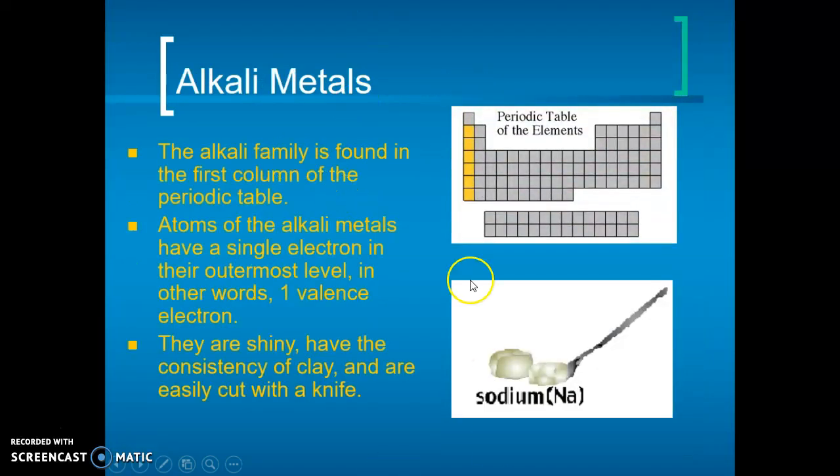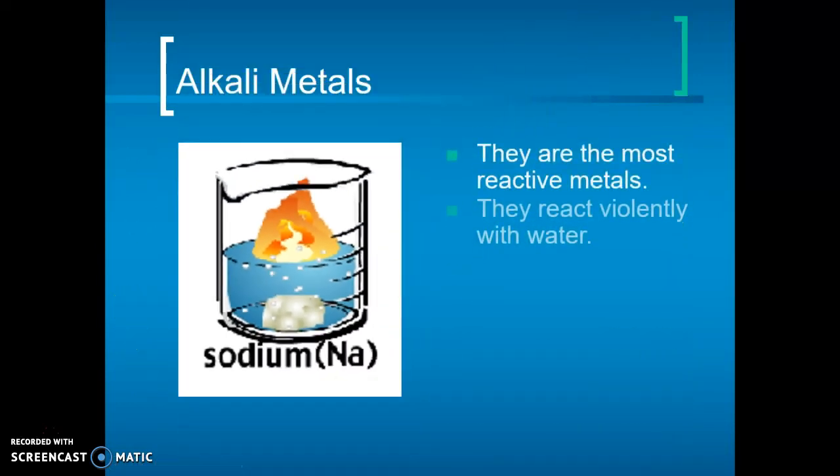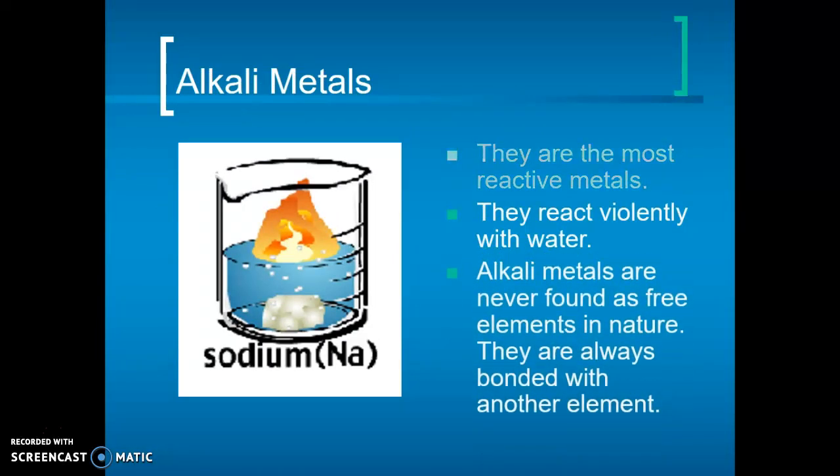Alkali metals, you can see them here. Alkali metals have a single electron in their outer shell. Because remember, group 1 has 1 electron, group 2 has 2 electrons in the outer shell, group 13 has 3 electrons in the outer shell, group 4, 5, 6, 7, 8. They're shiny, they have the consistency of clay. You can kind of squash them and easily cut them with a knife. The alkali metals are easily the most reactive metals. You throw them into water, have a bit of fun, and watch them explode.